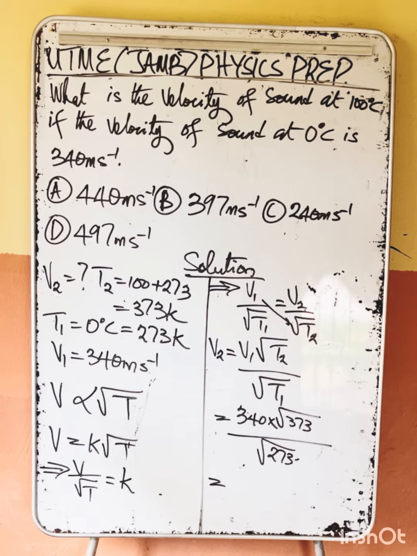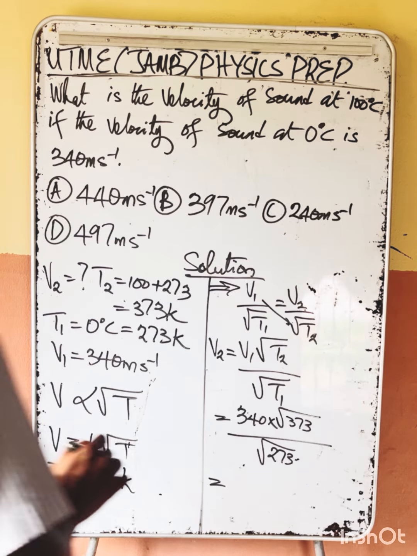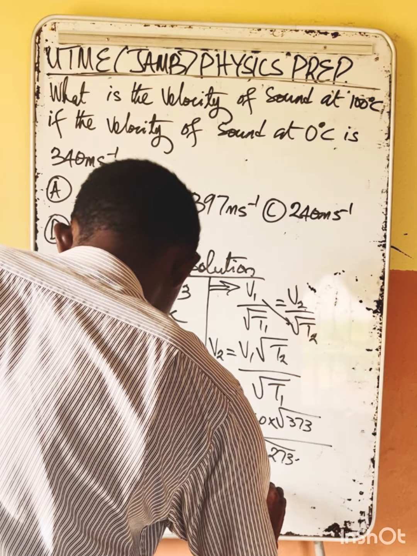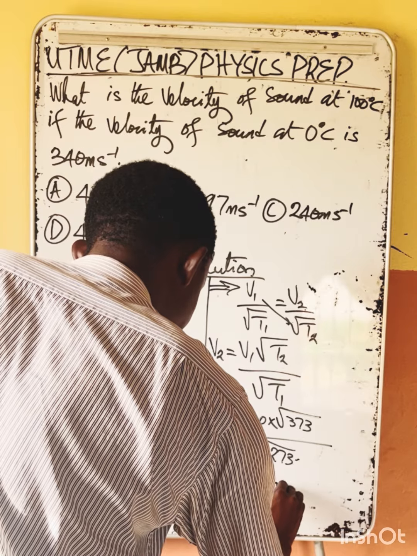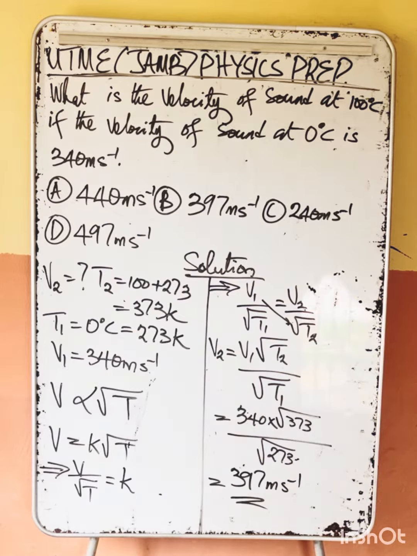340 times root 373 divided by root 273. That leaves us with 397 meters per second. So 397 meters per second is option B. It is this easy to handle only if you know what to do.